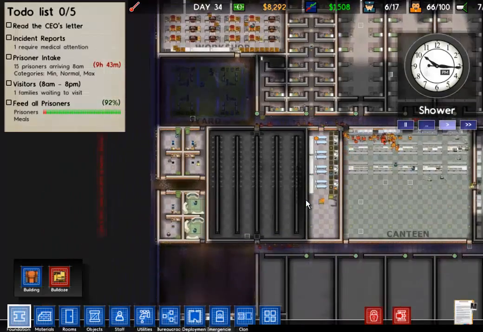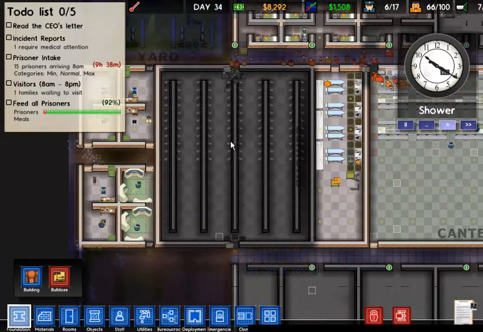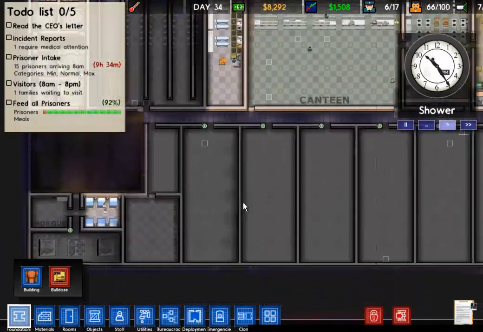Anyway, look at my shower. There is potential for exactly 200 shower heads here. 20, 40, 60, 80, 100, 120, 140, 160, 180, 200. Yeah, big shower.